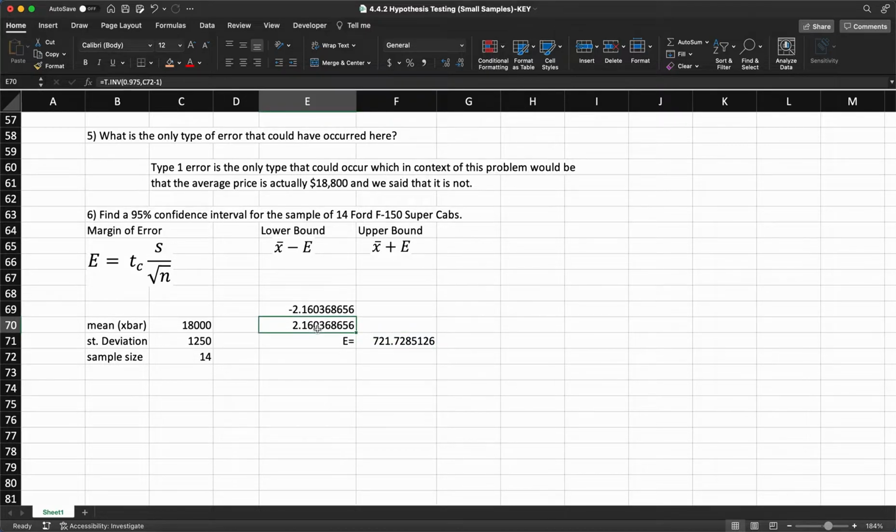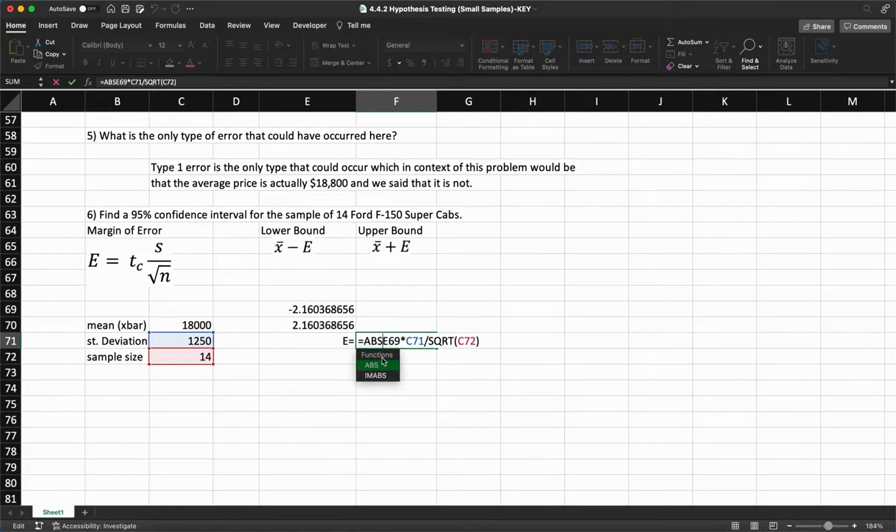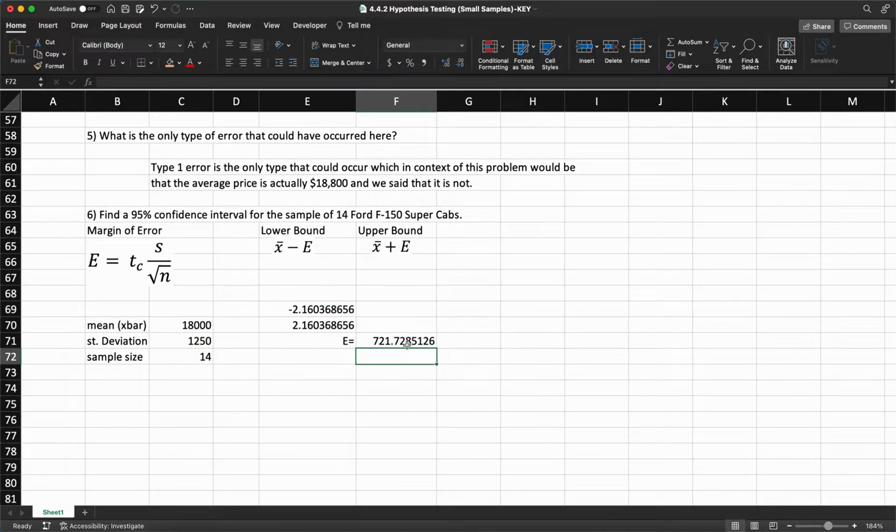So you might want to find the upper end. If we did exactly what we had before, we could always just take the absolute value of this number to get the 721. So this is saying that my confidence interval is going to include means that are $721.73 below the mean of the sample and above the mean of the sample.